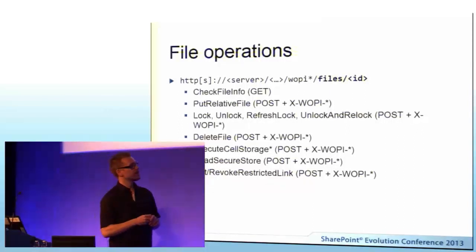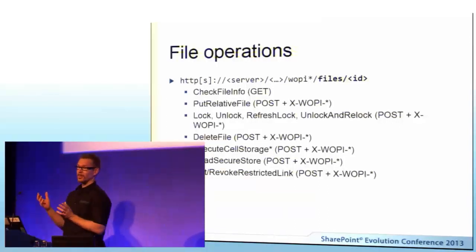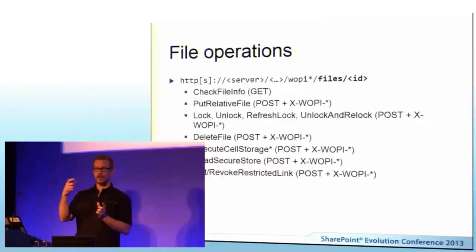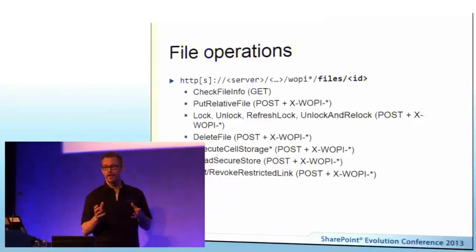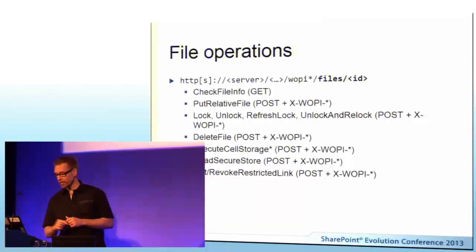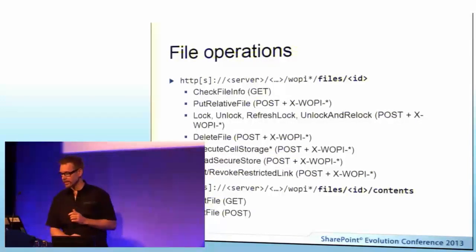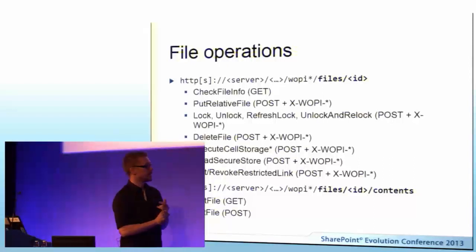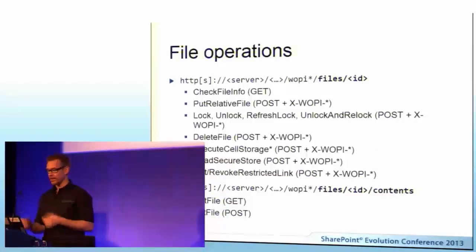Then we have something called restricted links as well. That's what's used in 365, for instance, when you share an anonymous link or share externally a link with a document. So you can actually send a link to a document, and people can view it in the WOPI client without having access to the actual file. Then we have the get content stuff. There are two operations: get file, or a post file, a put file. So it posts back the full data.